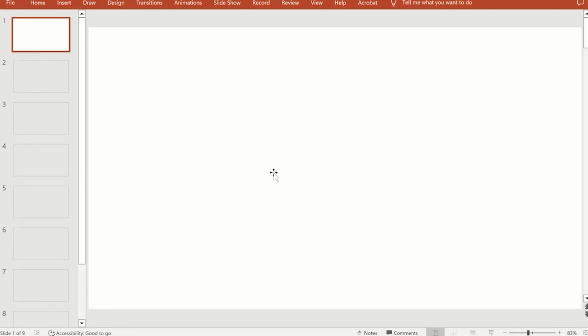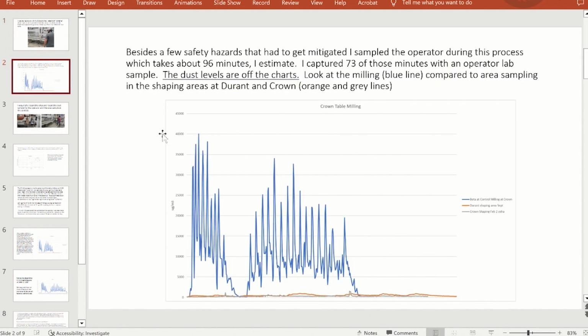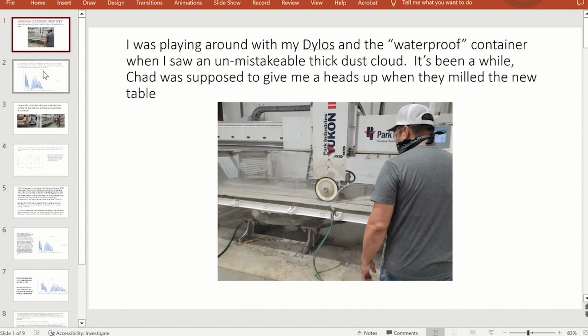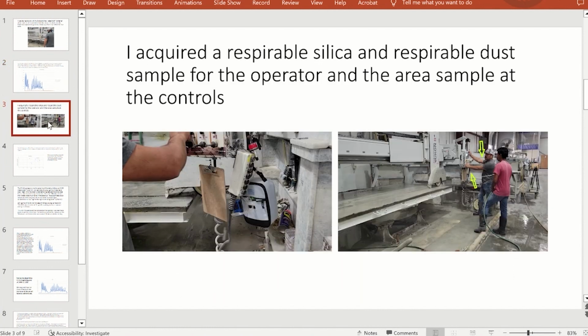Empirically, going back to the Dialos, we had this table milling event, which here you see the graph. It generates very high dust levels. Now the good news is there's no silica in this. This is a poured table. We make it ourselves. I took a bulk sample and the air samples of the person, and the side-by-side found no silica. So that's the good news. It's a short duration, but it is very dusty.